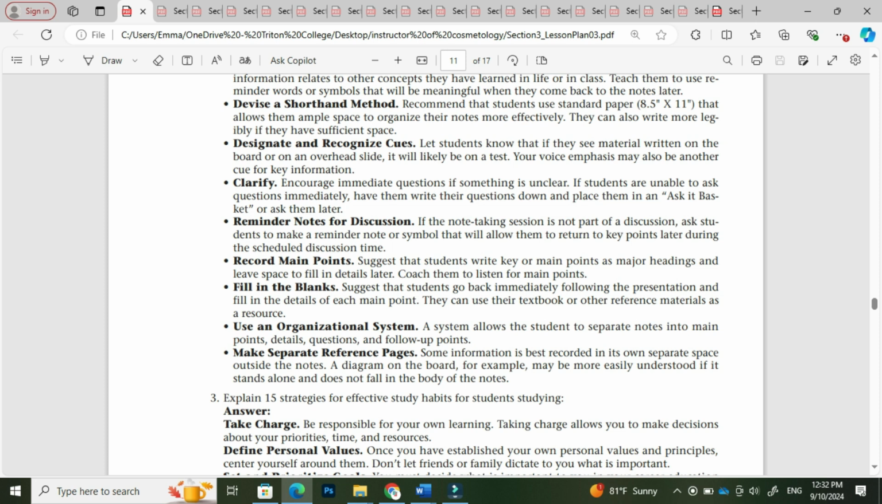Use an organizational system. The system allows the students to separate notes into the main points, details, questions, and allow points. Make separate reference pages. Some information is best recorded in its own separate space outside the notes. A diagram on the board, for example, may be more easily understood if it stands alone and does not fall in the body of the notes.